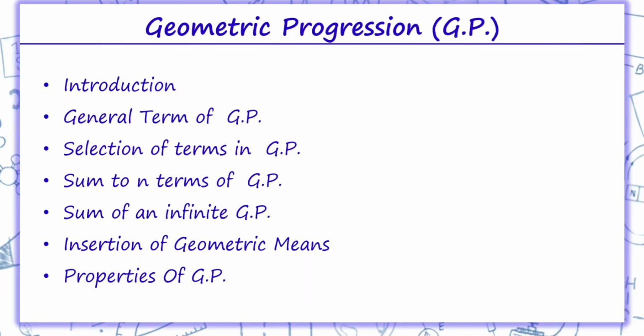In this chapter we are going to study what is geometric progression, that is the introduction of GP, general term of the GP, selection of terms in GP, sum to n terms of the GP, sum of an infinite term of the GP, insertion of geometric means, properties of geometric progression. In part 1, we will be discussing introduction and general term of the GP.